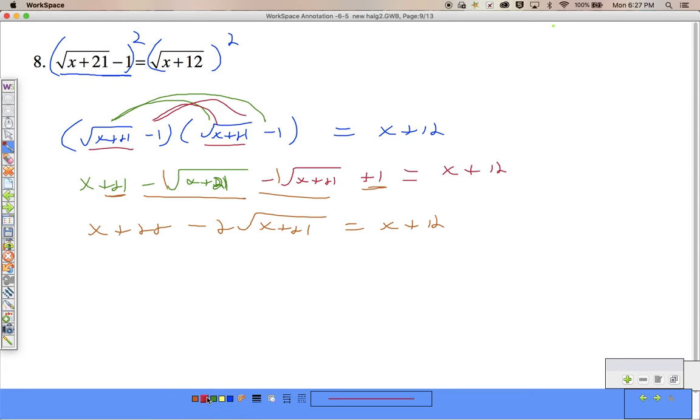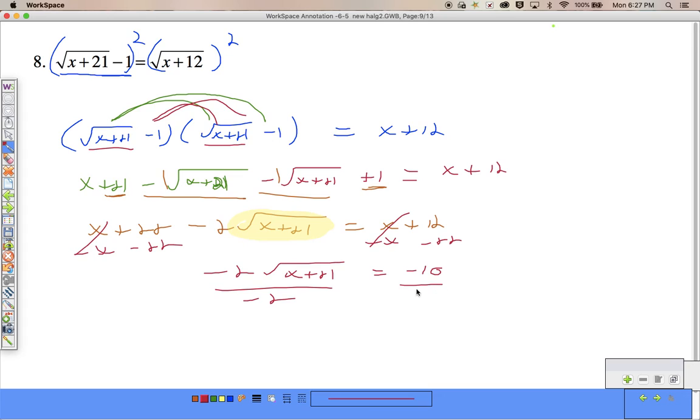All right, now I'm going to solve. I'm going to subtract an x. They cancel each other out. I want to get this alone. I need to get this square root all by itself, so I can square both sides. So minus 22, negative 2 square root of x plus 21 equals negative 10, divide by negative 2, square both sides, minus the 21, I get x equals 4.